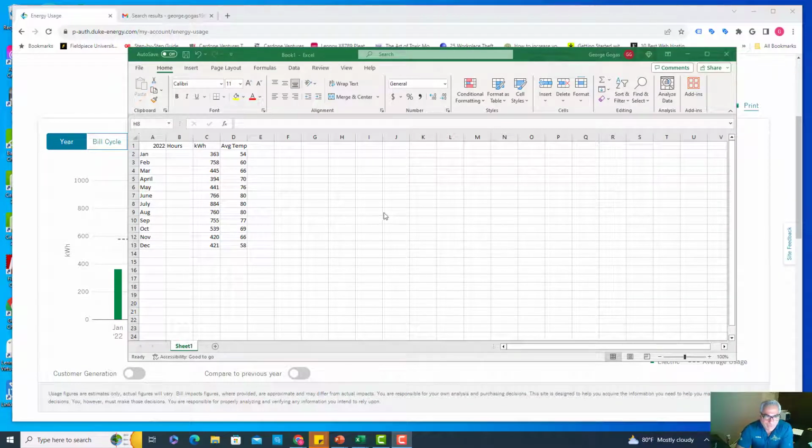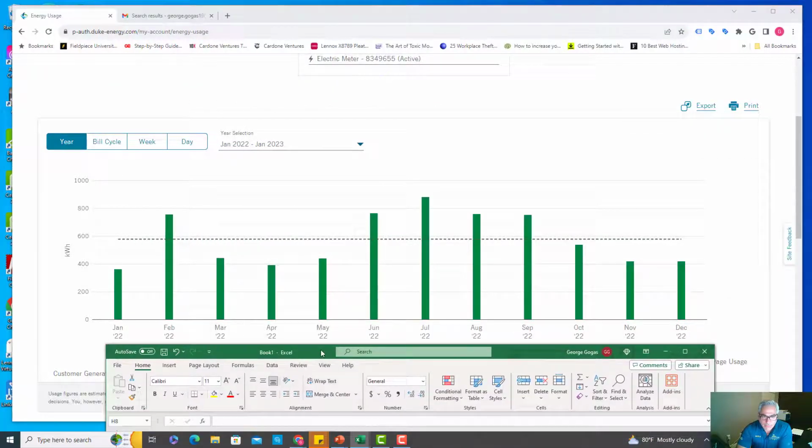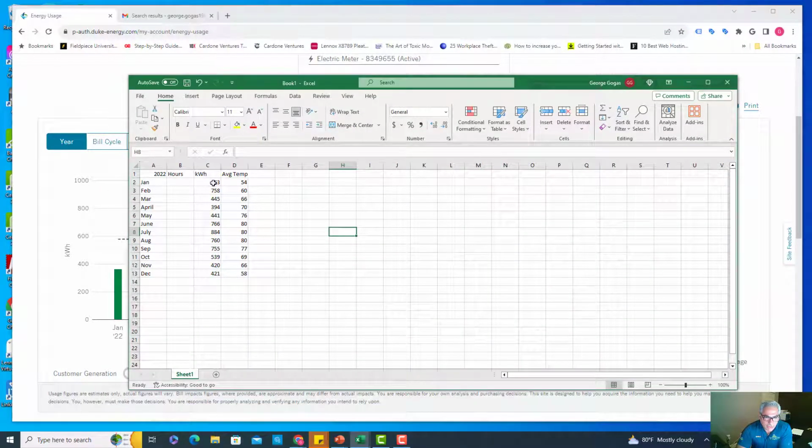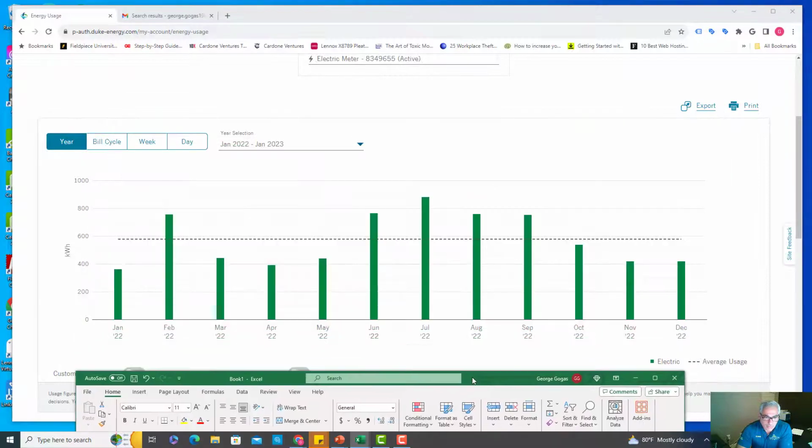Okay, so here you have it. This is 2022, as we see here. Each month's kilowatt usage to the average temperature for each of those days. And you could pause the video and watch to verify what is here. It's exactly what I put on the Excel sheet.